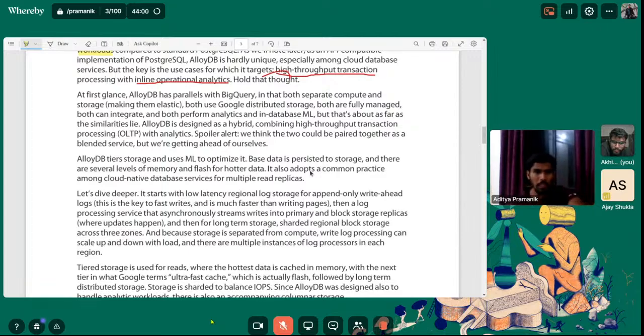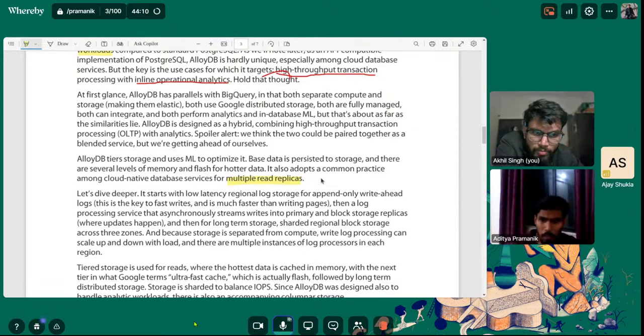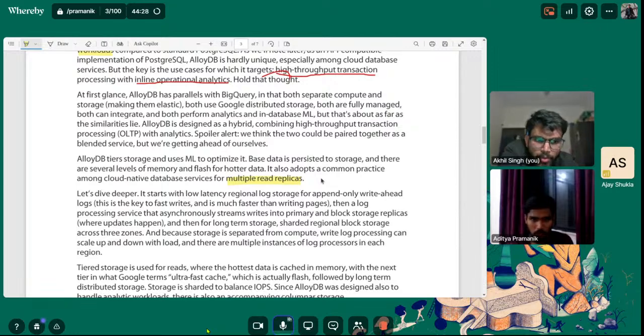And also, here we got this word read replicas. Let's try to highlight this part. So read replicas is basically, let's assume there's a distributed system where we have 5 nodes of this AlloyDB database. And do you guys know about the leader election and follower concept on multiple distributed systems? Ajay and Akhil?